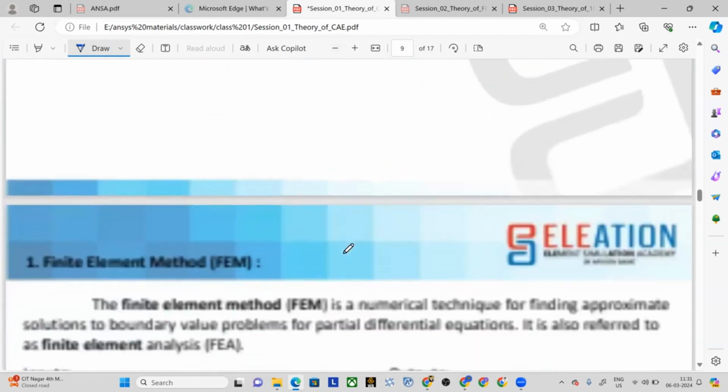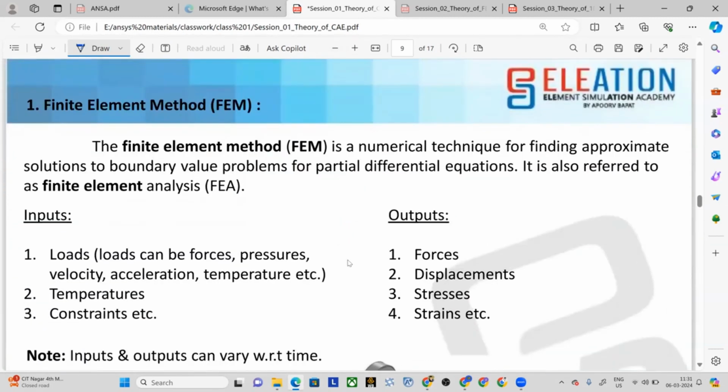Now, coming to each and every method in detail. Finite element method means it is actually a numerical technique for finding the approximate solution to any boundary value problem. For most engineering problems, we'll be dealing with partial differential equations. So it is also referred to as finite element analysis.